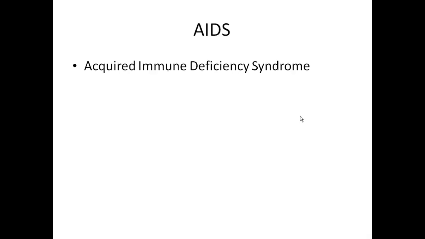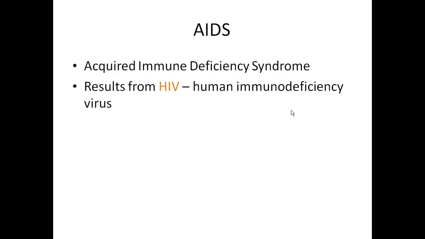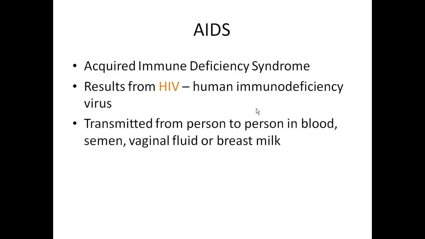All right, obviously you can't talk about the immune system without discussing AIDS. For AIDS, you should know what it stands for. It stands for Acquired Immune Deficiency Syndrome. You get AIDS from HIV, which stands for Human Immunodeficiency Virus. HIV is transmitted from person to person in blood, semen, vaginal fluid, or breast milk. There's no other way you can get HIV.